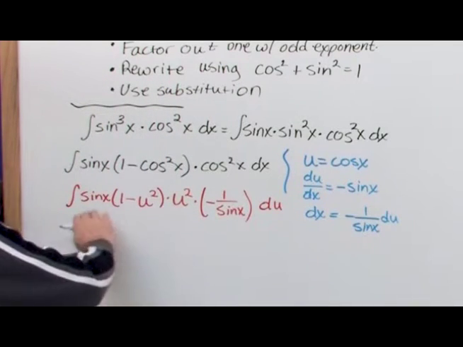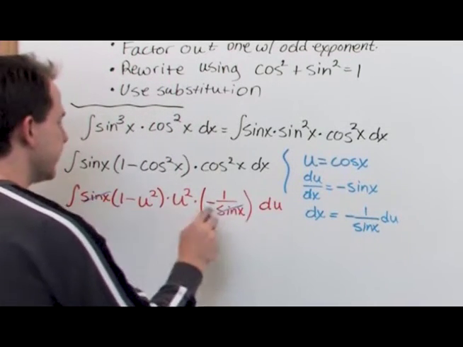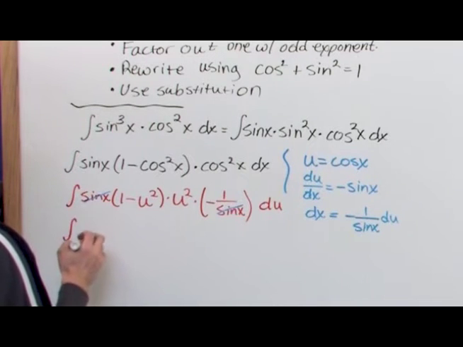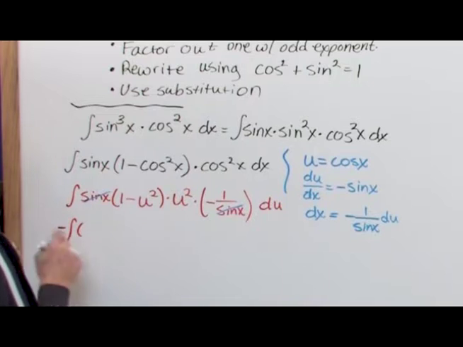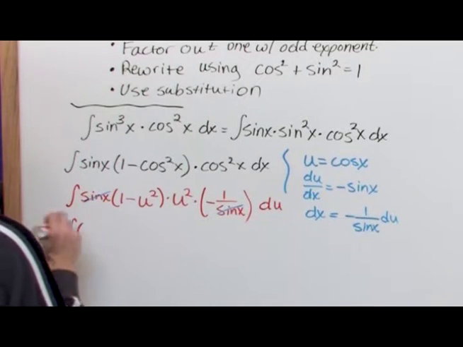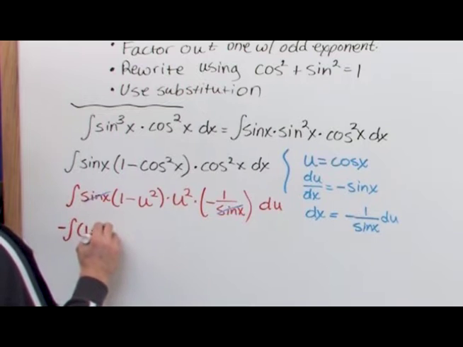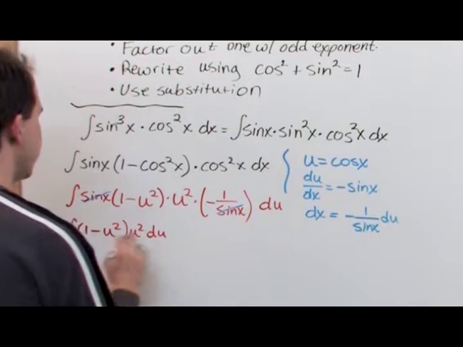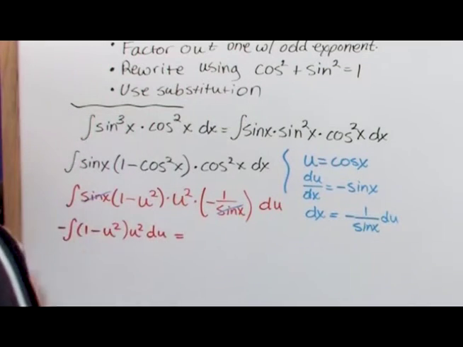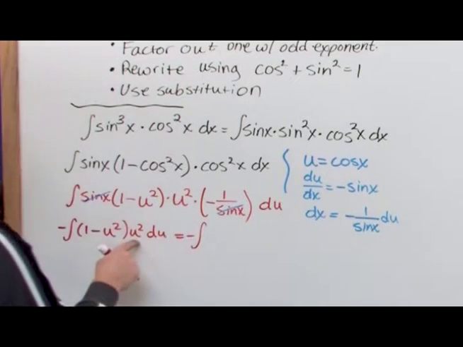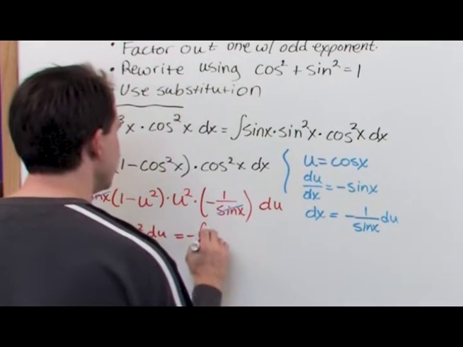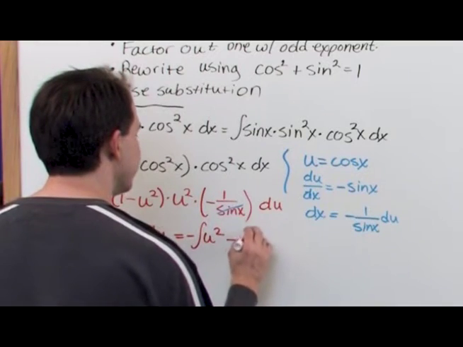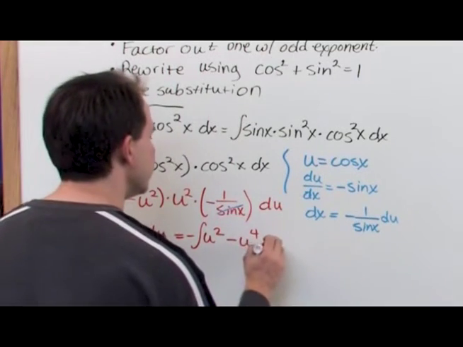So we need to get an integral all in terms of du, but fortunately sine of x cancels, and now that's what we have. We now have the integral of, and we'll put a negative sign out here, we'll pull the negative out. We have the integral of 1 minus u squared times u squared, okay, du. And we'll just multiply the u's in, and so we'll have negative integral of u squared times 1 is u squared minus u squared times u squared is u to the 4th, okay, du.